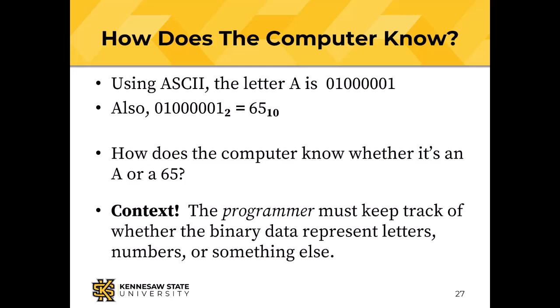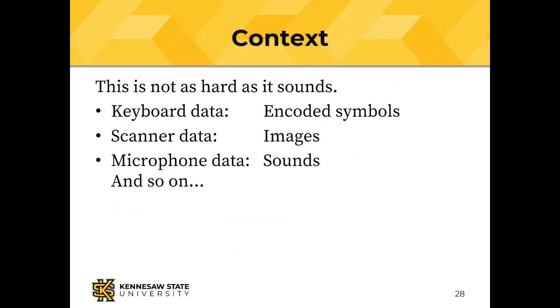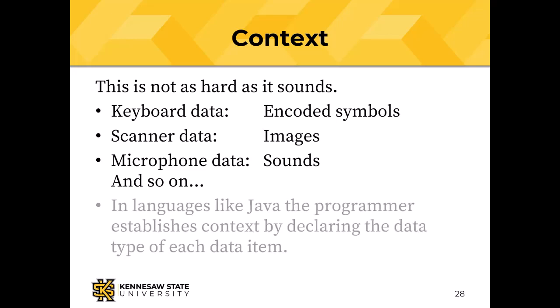Context. The programmer must keep track of whether binary data represents letters, numbers, sounds, pictures, or something else. It's not as hard as it sounds. Keyboard data represents encoded symbols, scanner data and camera data represent images, microphone data represents sounds, and so on. In modern languages like Java, the programmer can establish context by declaring the data type of each item.